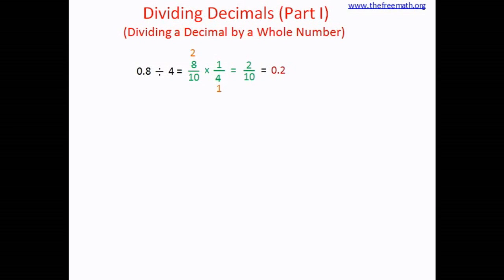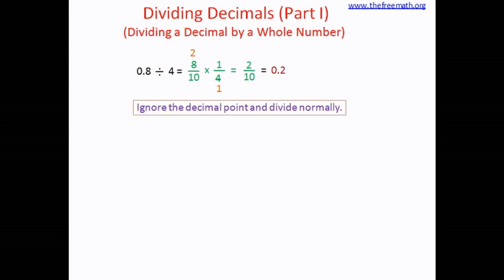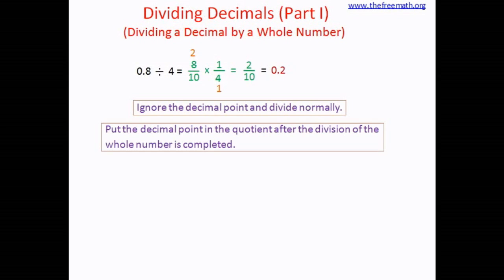Now there is another method to do this division, without converting it to fractions. How can we do that? There are two steps. First, we ignore the decimal point and start dividing normally. And then when we are doing the division, we put the decimal point in the quotient, that is the answer, right after the division of the whole number. Let's take the same example and see how it is actually done.